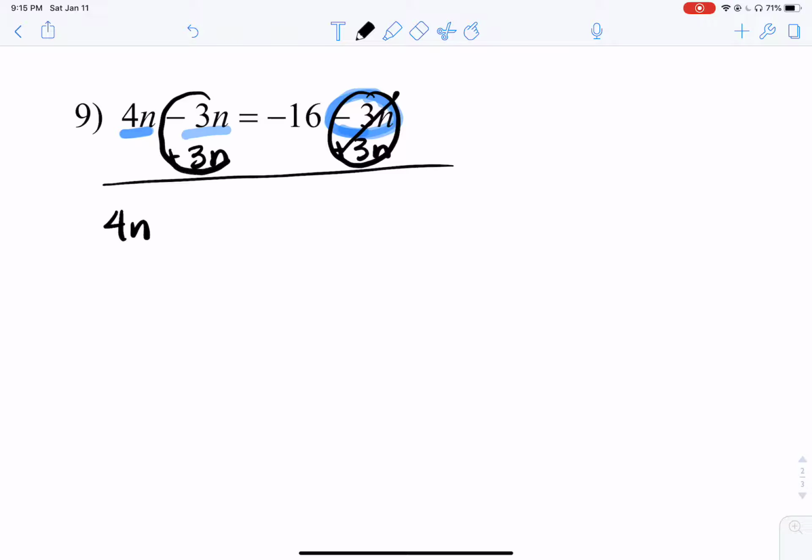Again, do this operation: negative 3n plus 3n is equal to 0. So we do not have to write that down, and we bring down the negative 16. We divide by 4, since the only inverse operation is to divide, and we get that the value of n is equal to negative 4.